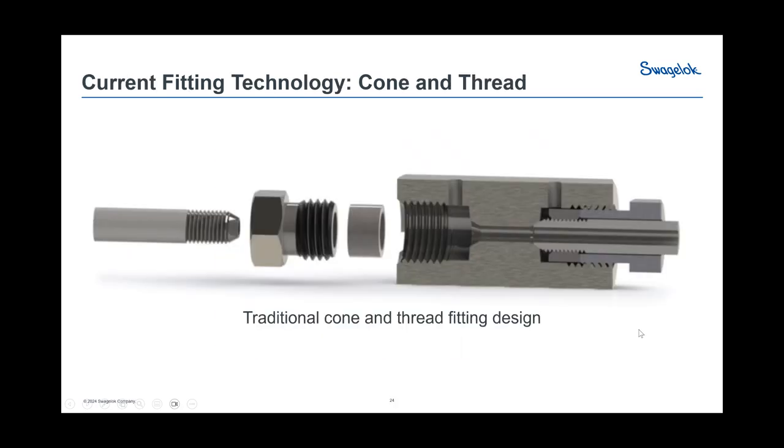So I mentioned another type of connection. This is cone and thread. Full disclosure, we make cone and thread. We'd be happy to sell you cone and thread as well, but I'd be happy to tell you why not. It's not the best thing for hydrogen. In oil and gas, this is considered to be the go-to standard for medium pressure. Medium pressure is anything over 10,000 PSI.